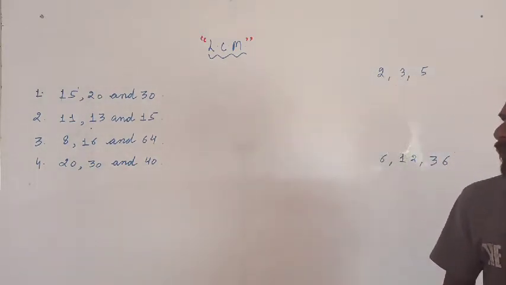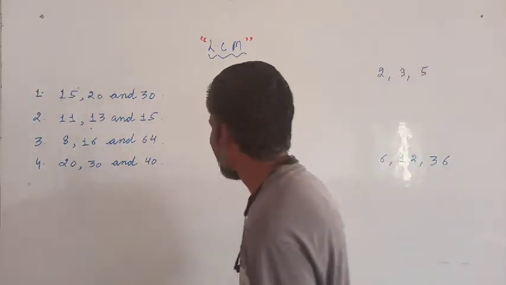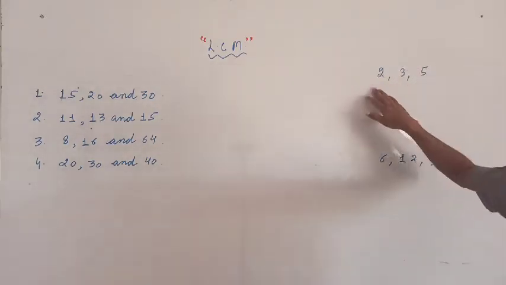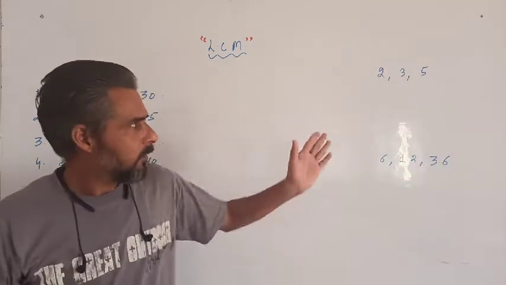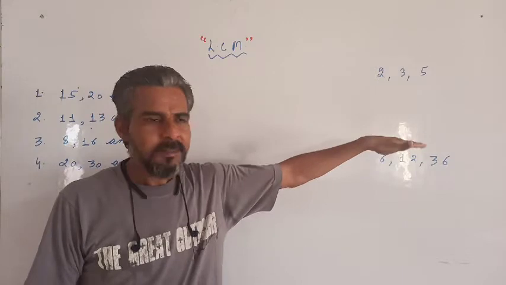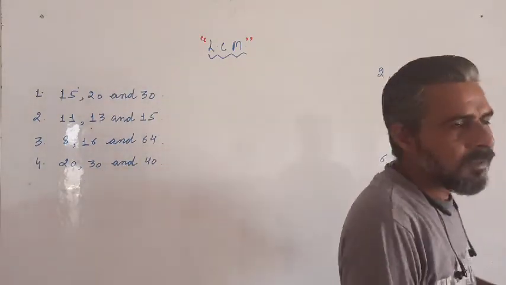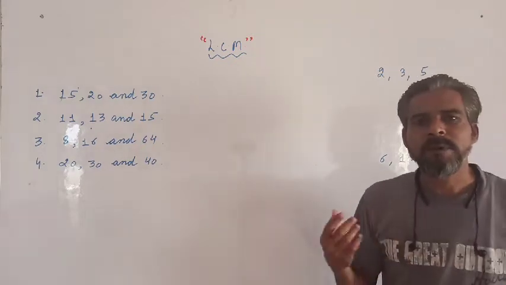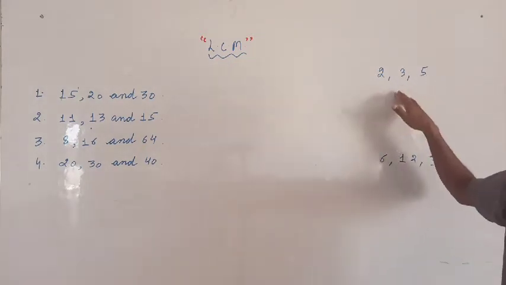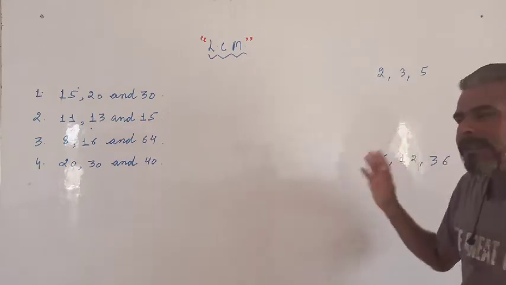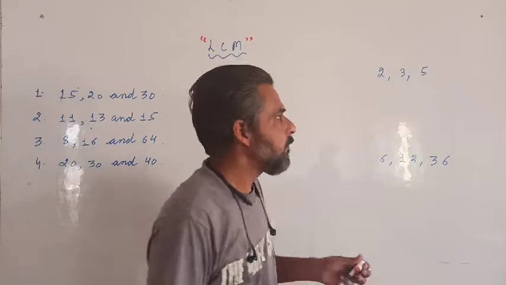Today, first of all, I will tell you something about the LCM. If the numbers given are like that, 2, 3, 5, what you are seeing in those numbers, 2, 3, 5, these are co-primes. Co-primes means they are not having any common factor other than 1. These are the co-prime numbers. If we have to find the LCM of the co-prime, then we are supposed to multiply them.